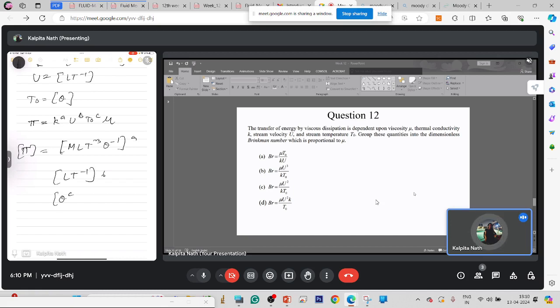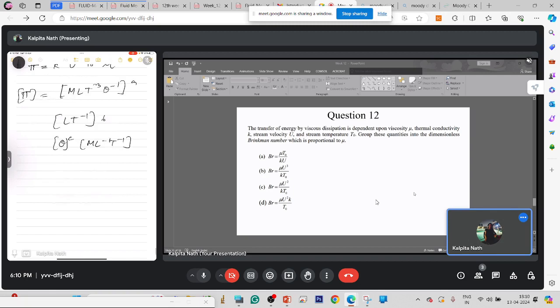Theta to the power C, M L to the power minus 1, T to the power minus 1. So M will take together M to the power A plus 1, L to the power A plus B minus 1, T to the power minus 3A minus B minus 1, theta to the power minus A plus C.